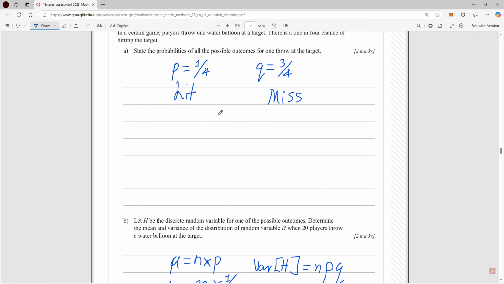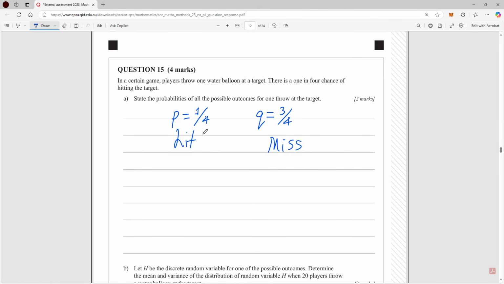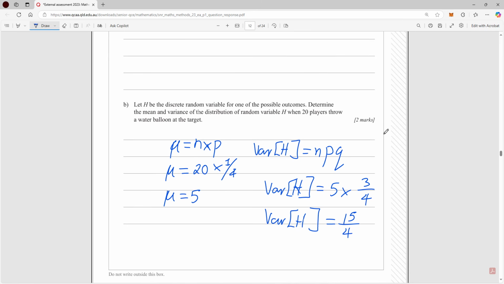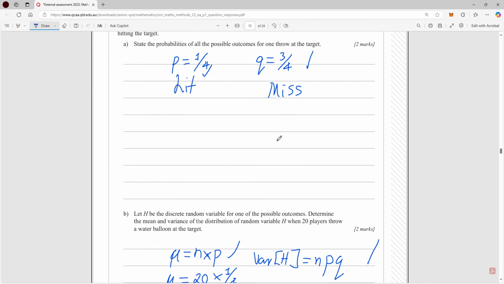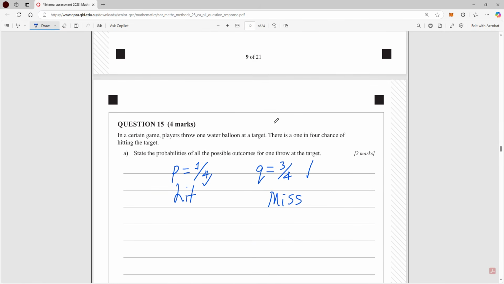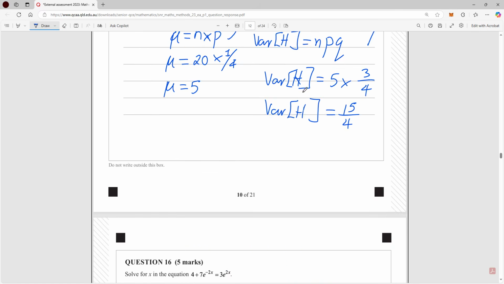And that's how you answer these questions. Now I'm assuming these 2 marks are for the hit and for the miss, and these 2 marks are for this and that. Not hard questions, but could be hard if you didn't study for them. Alrighty, if you have any questions about these ones, leave something in the comments. Let's head down to the next one.